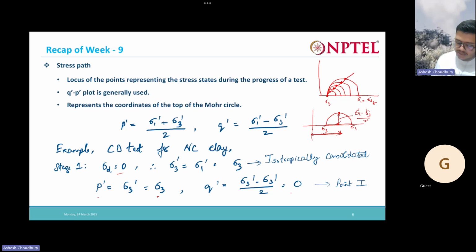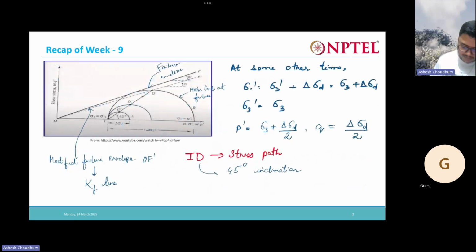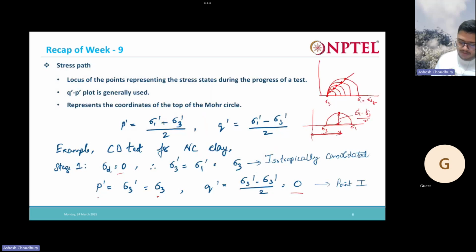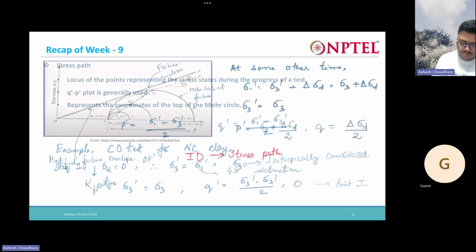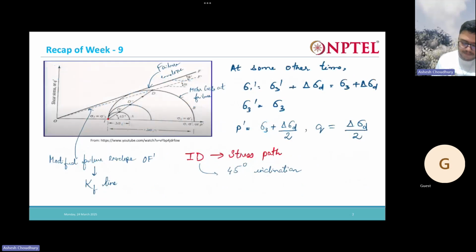This will be 0. So this is nothing but initially, in the first stage, that is the point I. Where is my I? So this is my I point, the point at the start of the shear stage test, where P is sigma 3 and Q is 0. So if I plot in the PQ chart, I will get this point.